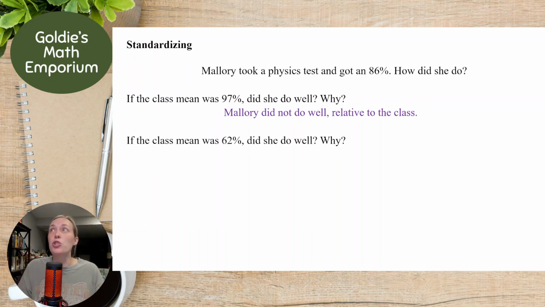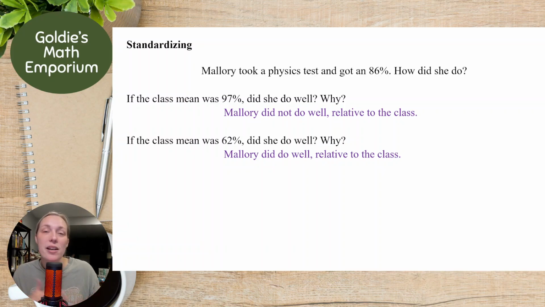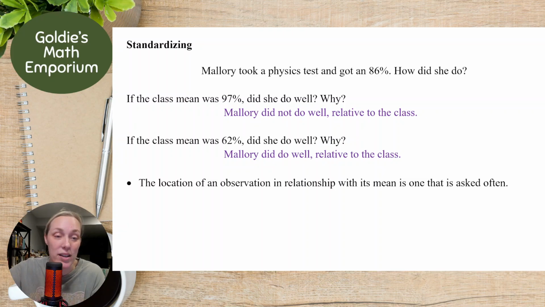But what if she was told that the class mean was a 62%? Then would your perspective on the 86% change? It would. You would be like, okay, Mallory, you did well. Relative to the class, you scored an 86%, which is higher than the mean score of 62. So even though the grade was the same in both of those situations, whether or not she did well, we compared it to how the rest of the class did and specifically what that mean was.